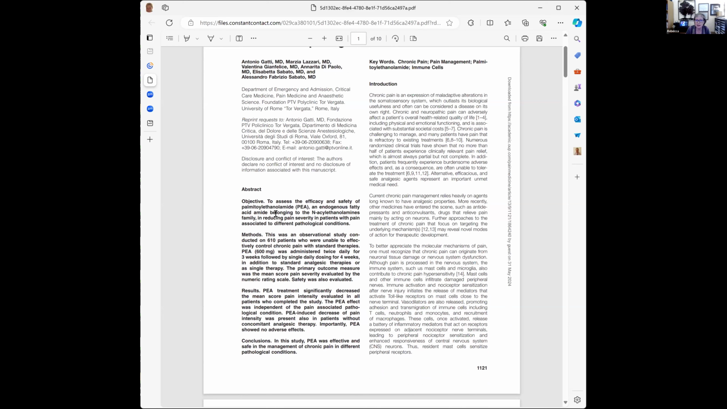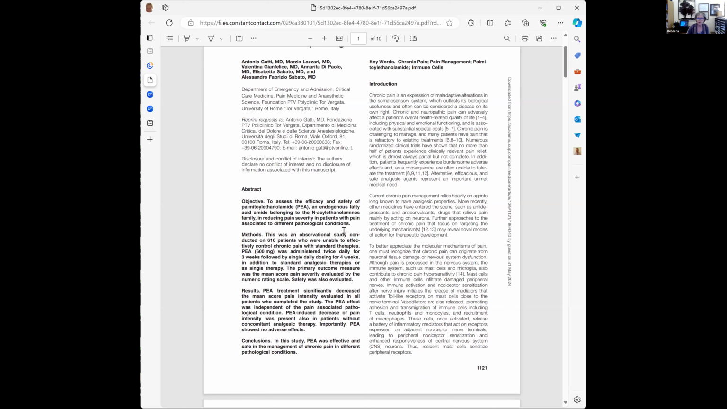endogenous fatty acid. That endogenous means we make it ourselves. It's an amide. So think anandamide. Anandamide we get from chocolate. Anandamide we get from CBD. Okay. Belonging to the N-acetylamines family and reducing pain severity in patients with pain associated to different pathological conditions.